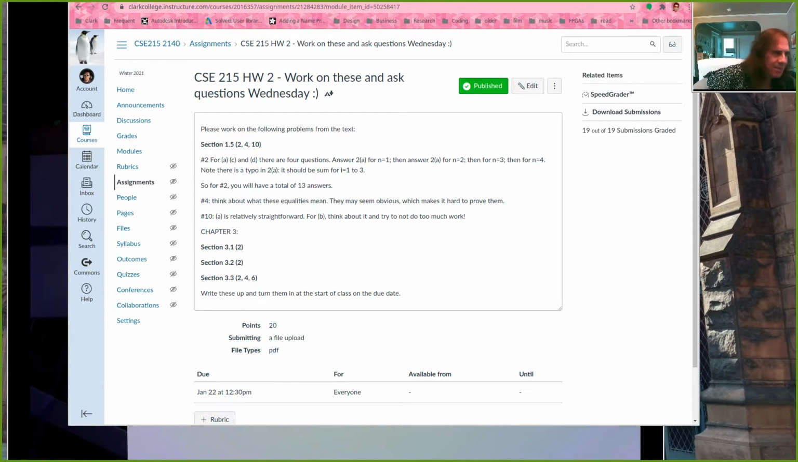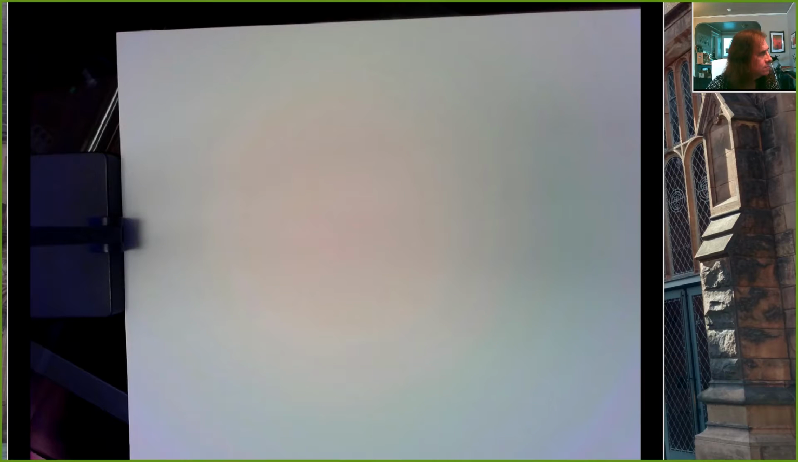So a big issue people had was not seeing or not following these instructions in Canvas. When I post homework, I usually try to put clarifications if they're needed. For example, 1.5, 2, 4, 10, number 2 for A, C, and D, there are 4 questions, right? These questions asked you to do something for n equals 1, 2, 3, and 4. And some people did one summation where they added up the sums for n equals 1, 2, 3, and 4. You're supposed to have 4 different answers in here. So there were those kinds of misunderstandings.